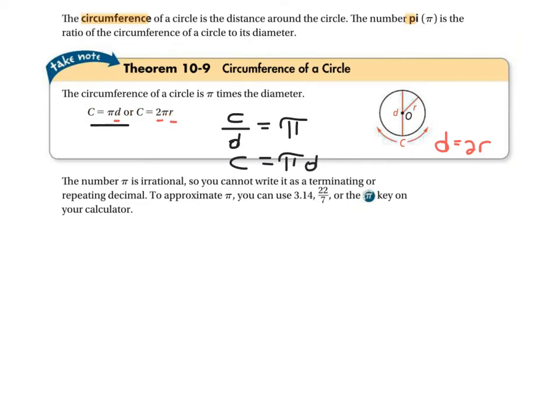Okay, so the number pi is irrational. You can never write it perfectly unless you write the symbol. You can't write it as a terminating or a repeating decimal. To approximate it, you could use 22 over 7. You could use 3.14. But a better way to do it is use the pi key on your calculator, because if you do that, you're going to get your answer much more accurate.